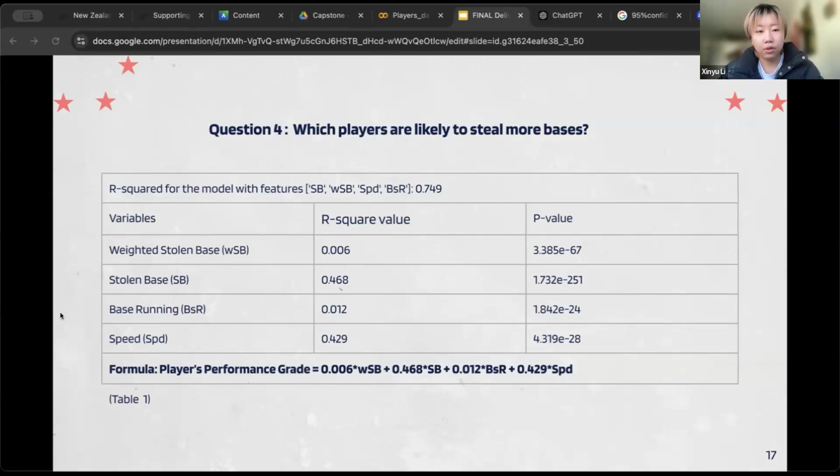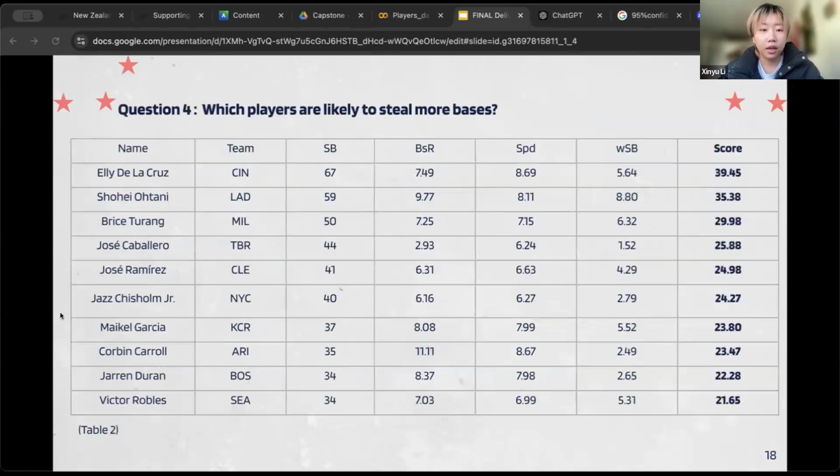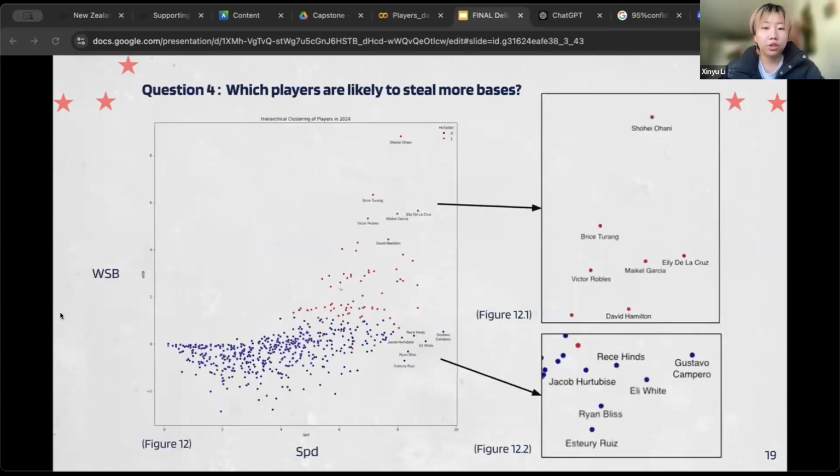And we use this formula to calculate players' performance. This is the top 10 result of the players we have here. The highest score represents better base stealing. And this table also matches up with the following model we built, which is the hierarchical clustering plot here.